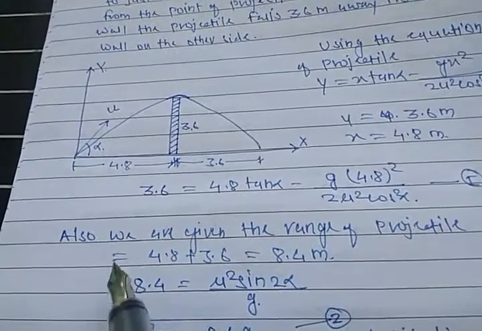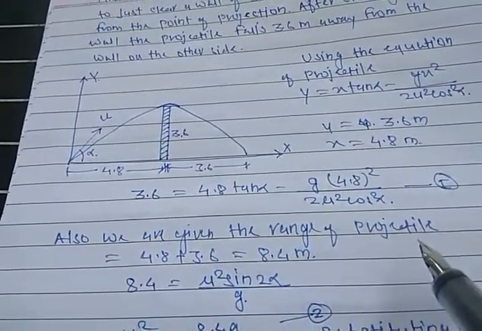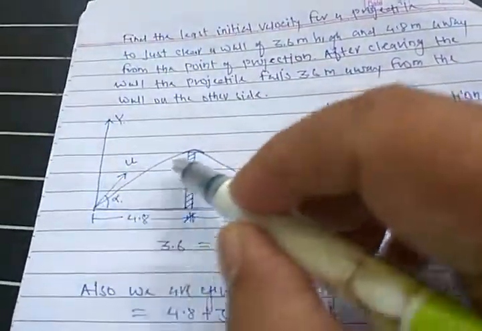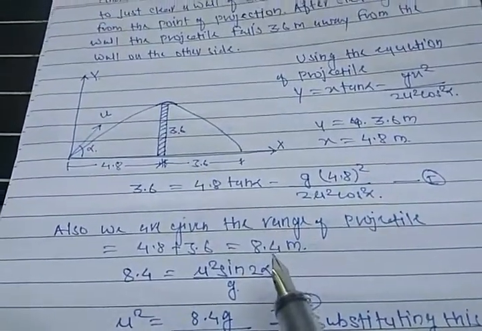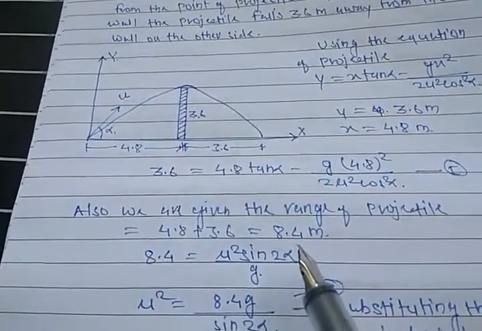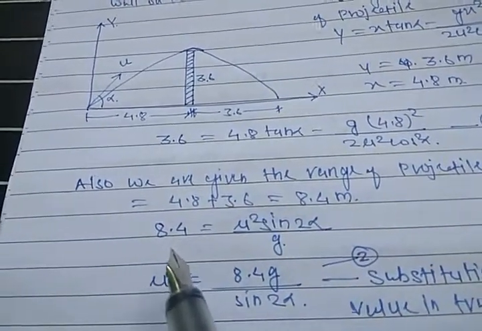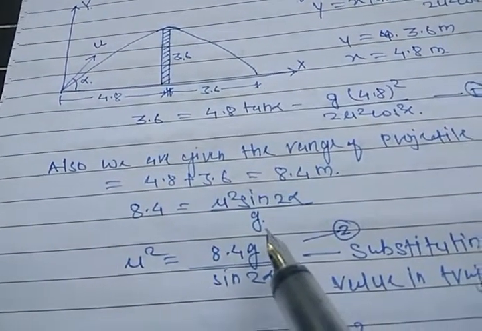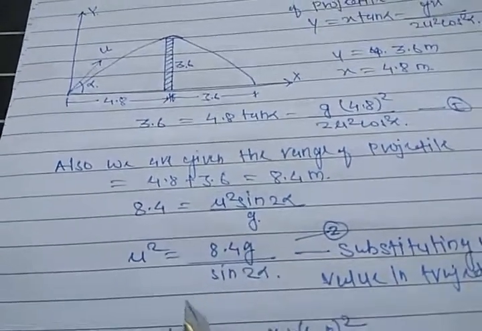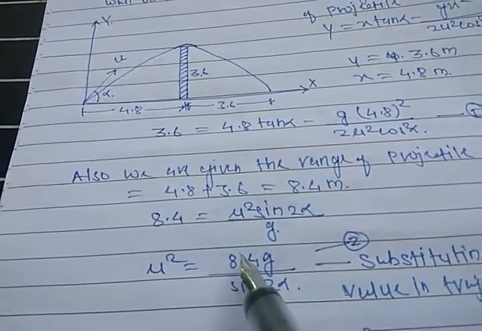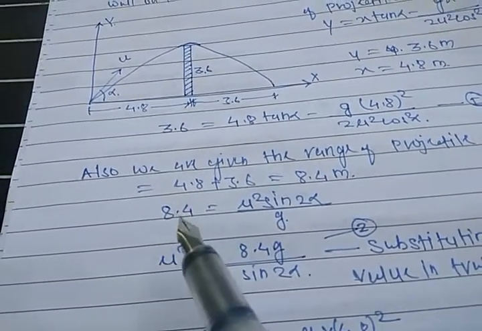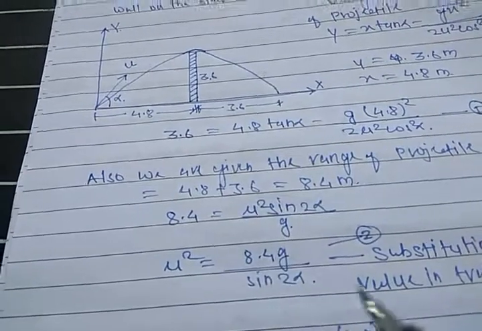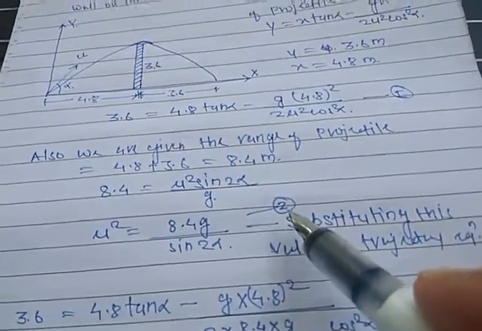Next, we are also given the range of the projectile. That means the projectile starts from here and ultimately falls here. So the total range of the projectile is 4.8 plus 3.6, which is 8.4 meter. Using the formula for a projectile, R is equal to U square sine 2 alpha upon g. We rearrange this to get U square. So U square is equal to 8.4 into g upon sine 2 alpha. Term this as equation 2.